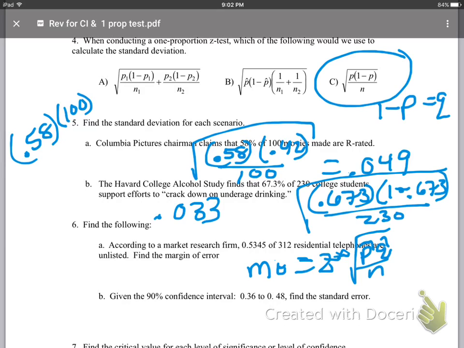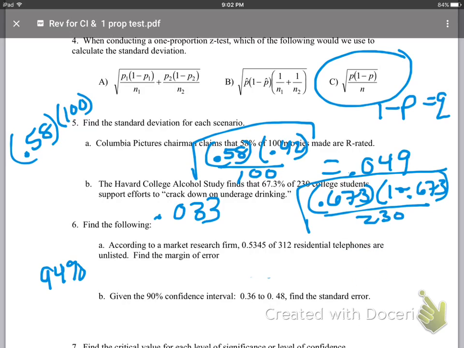But let's say it says 94%. Okay, let's do this problem anyway. Let's say it says 94%. Okay, so I need to find out what my critical value is. So 1 minus 0.94 divided by 2, and I get 0.03. So my inverse norm of 0.03, and I get 1.88.